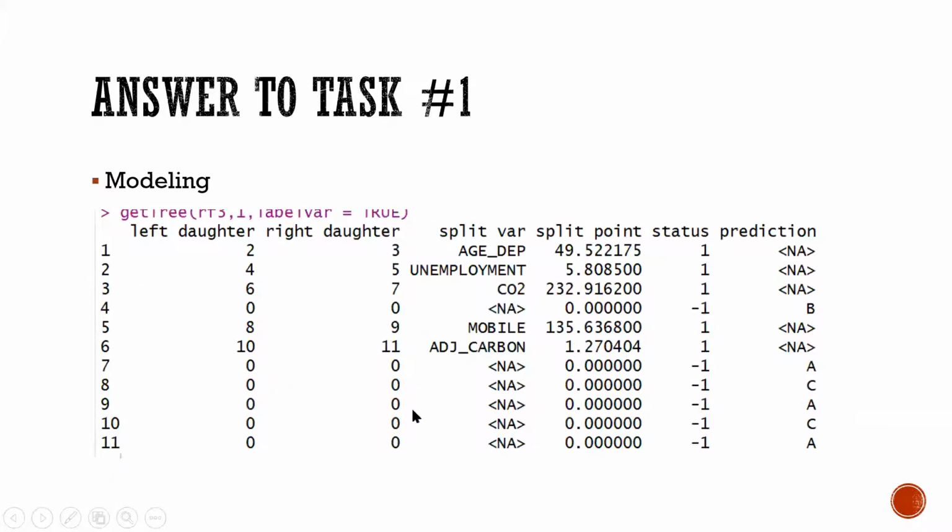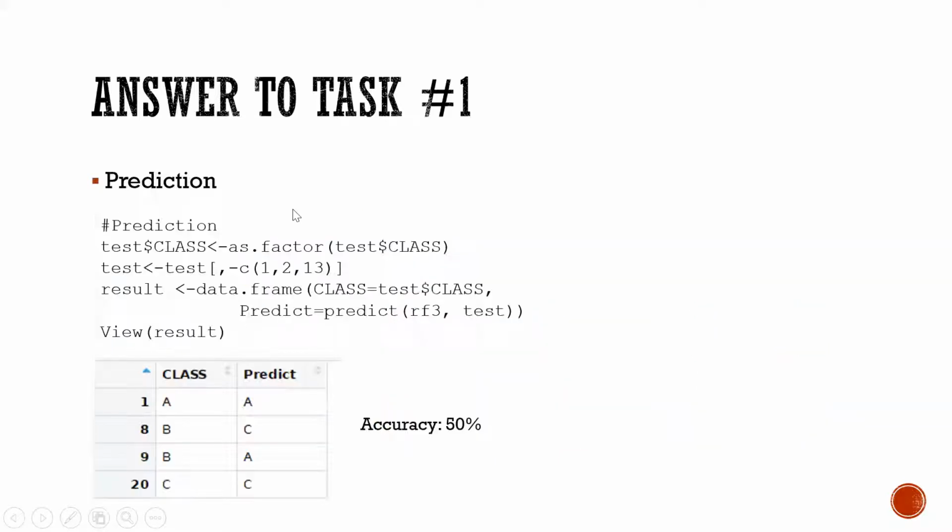And then this is the decision tree. I don't know the program for how to create the image for the decision tree, but this one was the first split, age dependent. The split point, if age dependent is 49.52, it will be in status 1. And then the second splits will be for unemployment, CO2, mobile, adjusted carbon, and so on.